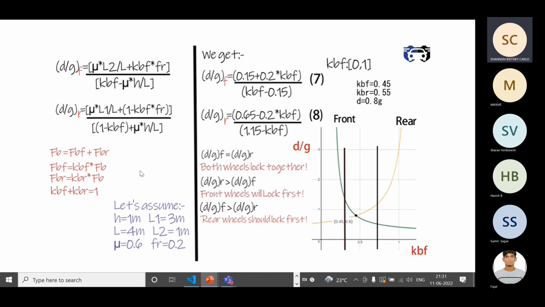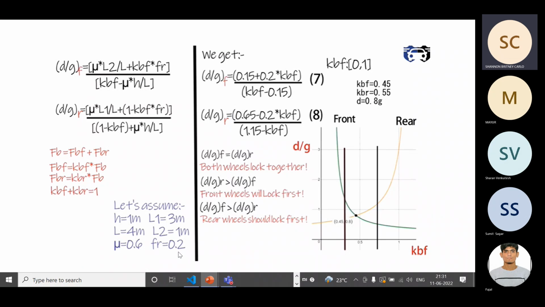So I've solved these equations for a car assuming some data. We have h, the distance from the ground to the center of gravity, as 1 meter, L1 as 3 meter, L2 as 1 meter, and L is nothing but L1 plus L2, which is 3 plus 1, 4 meter. And I've taken mu to be 0.6 and FR to be 0.2. After substituting all the values, I get a relation between d by g and KBF, here and here also. So I can plot a graph to get a relation for both front wheels and rear wheels.